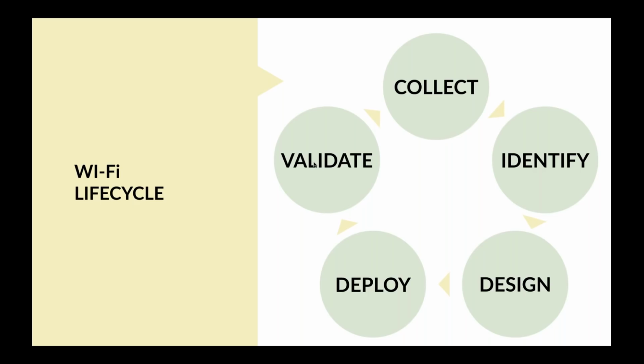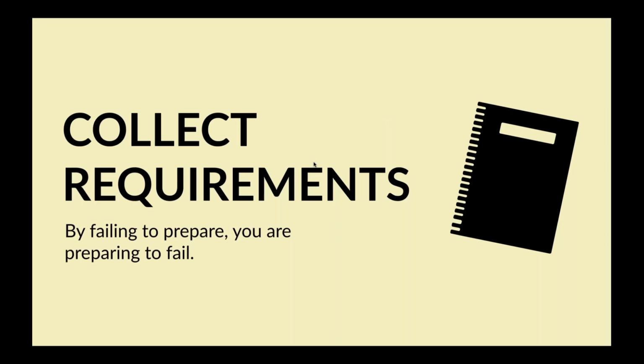So when it comes to the life cycle of how we design for Wi-Fi, there's the slide that talks about collecting requirements, identifying constraints, doing your design, deployment, and validation. So I'll talk about each of these, and I might go kind of quick. So if you guys have questions, I'll try to answer those at the end or during the slide.